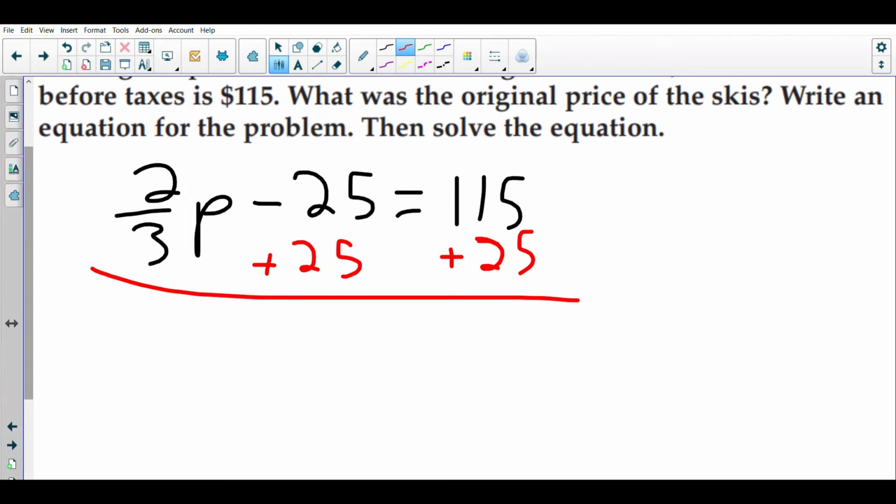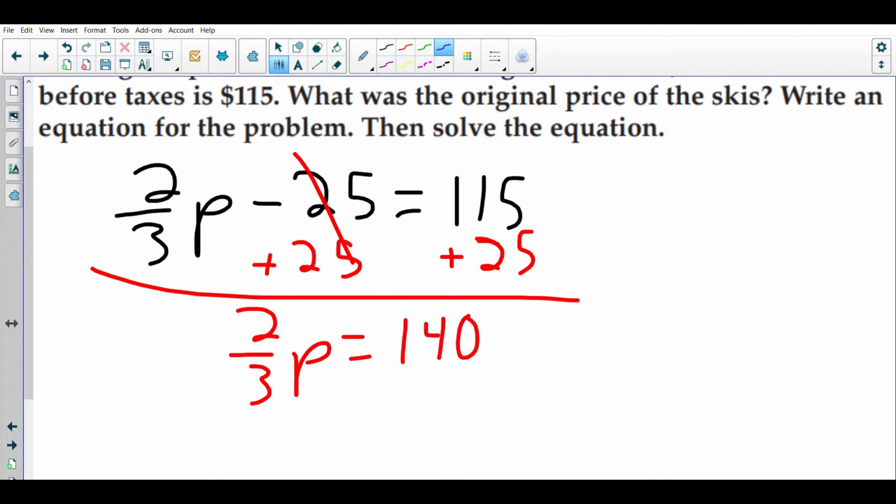So the 25s cancel out, and we're left with 2/3 P is equal to 140. Now remember we talked about when you see multiply by a fraction, you can multiply by its reciprocal to cancel it out instead of having to divide. So I'm going to multiply by 3/2 on both sides. And remember, reciprocals cancel each other out.